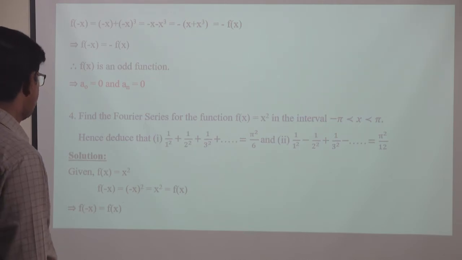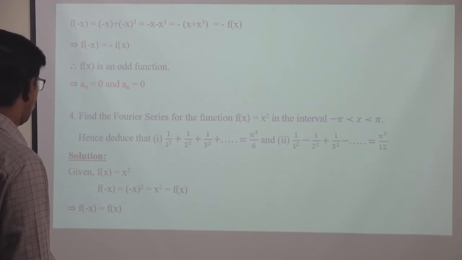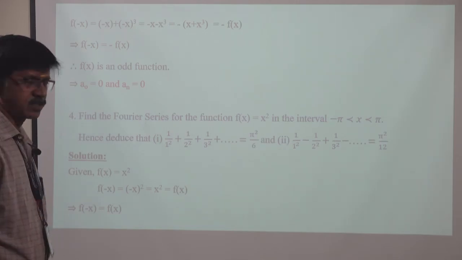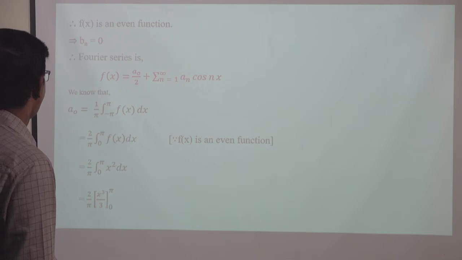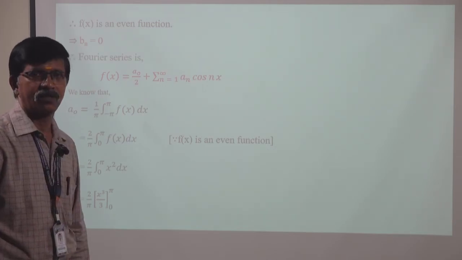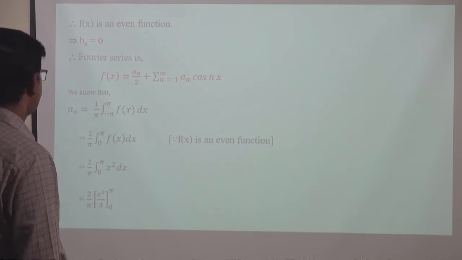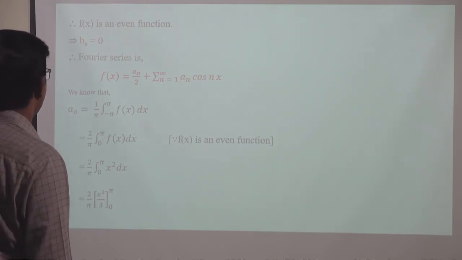So, f of minus x is equal to minus x whole square, that is equal to x square, that is equal to f of x. So here f of minus x and f of x are equal. Therefore, f of x is an even function. Since f of x is an even function, the value of bn will become 0. Therefore, bn equals 0.